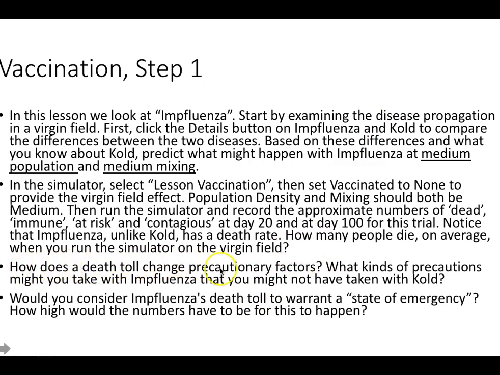How does a death toll change? Precautionary factors. What kind of precautions might you take with influenza that you might not have taken with cold? And again, I'm just asking a couple of sentences. And then the next question is, would you consider influenza's death toll to warrant a state of emergency? How high would the numbers have to be for this to happen? And again, you're going to guesstimate that. But now you're seeing these parameters, and when you change them and when you vaccinate, then that will inform you on what you should do to protect this population.